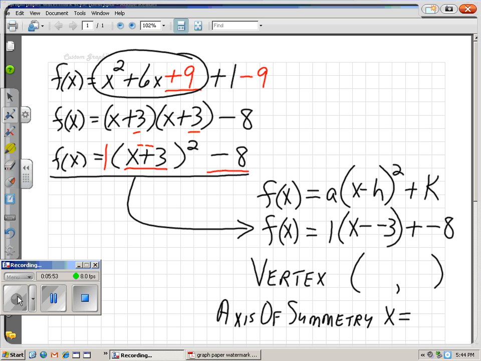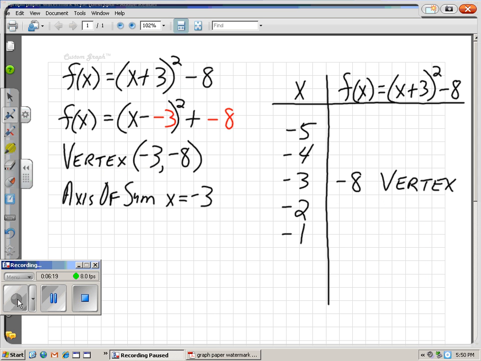Okay, first thing we're going to answer is the vertex. What is my vertex? My vertex is my h and my k, which is my negative 3 and my negative 8. So my vertex is negative 3, negative 8. What's my axis of symmetry, that imaginary line that cuts through the middle of my parabola? That's x equals h. What was my h again? My h was negative 3.